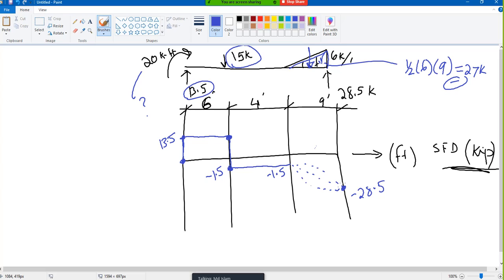How to find it? Two ways. One is to apply common sense. My load here is zero. You can see the load here is zero. My load here is six kip per feet. So at the beginning it is zero, at the last it is six. So when I go down, I will go very slow at the beginning, then I'll go sharply down. So that is my value, minus 28.5. Now that is one way, common sense.